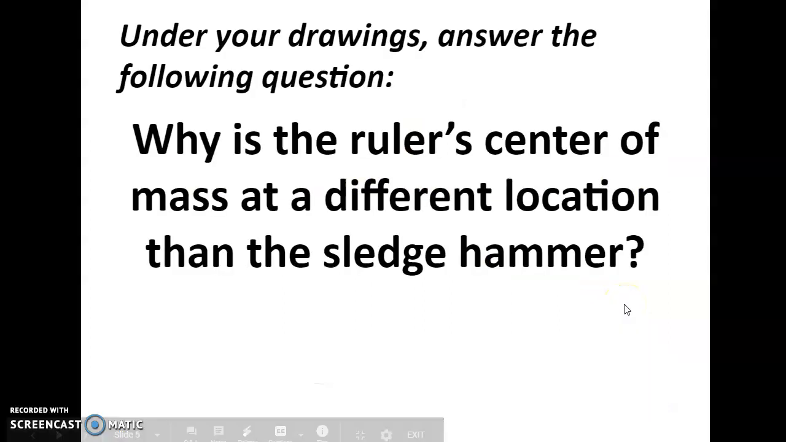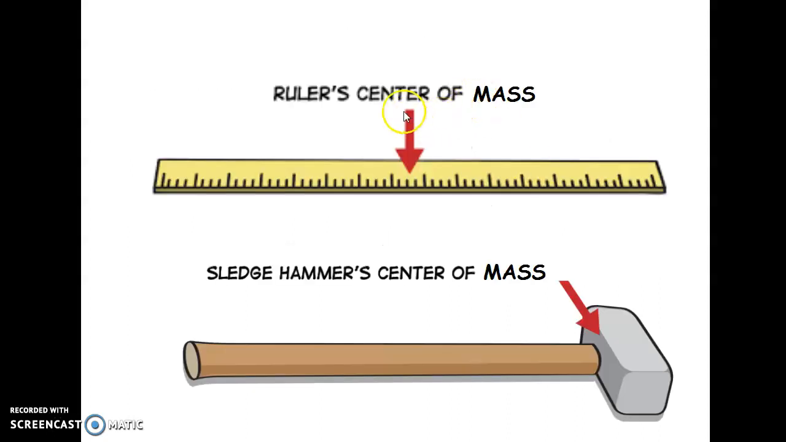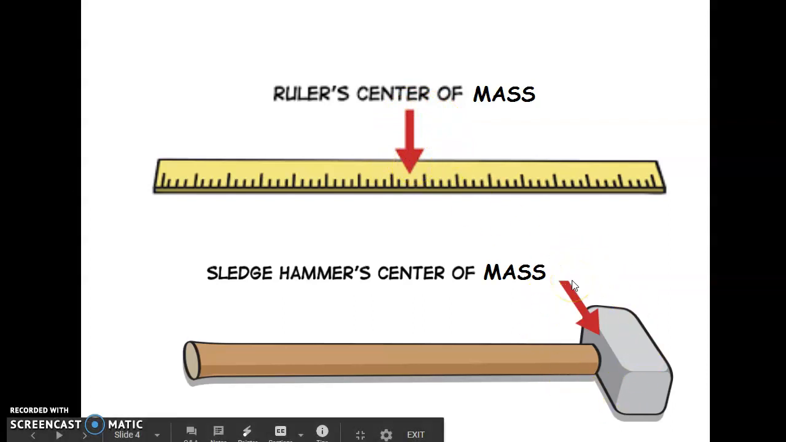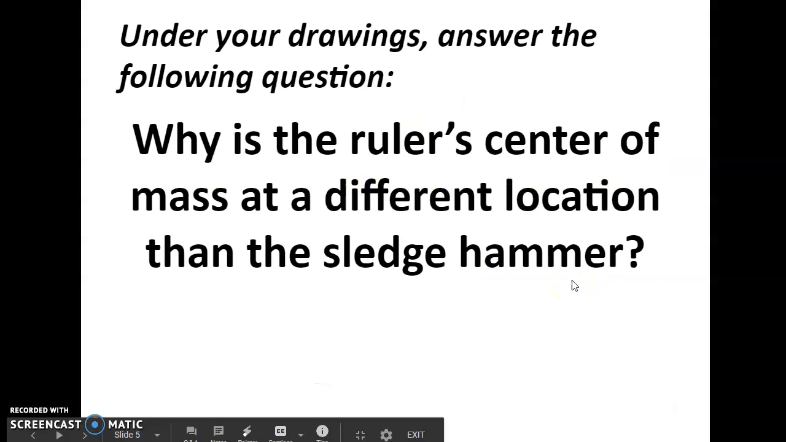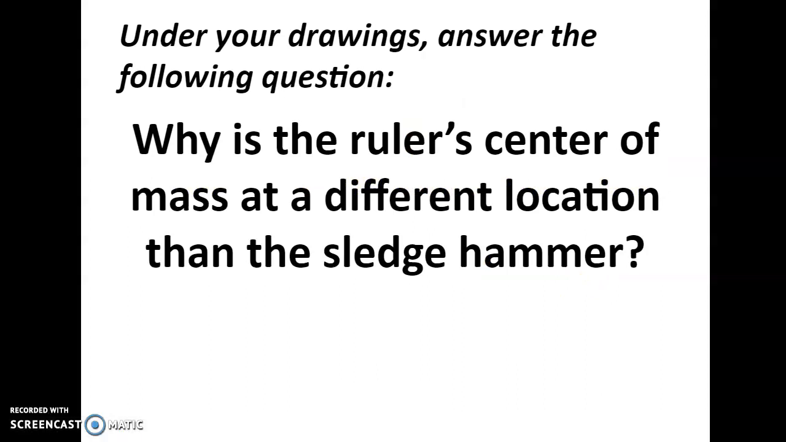So I want you to ask yourself, in your guided notes you can also answer this question. Why is the ruler's center of mass at a different location than the sledgehammer? So why is the ruler's center of mass in the middle, while the sledgehammer's center of mass is towards the hammerhead? At this time, there is no right or wrong answer. I just want you to make your best educated guess. Take a few seconds to do this.